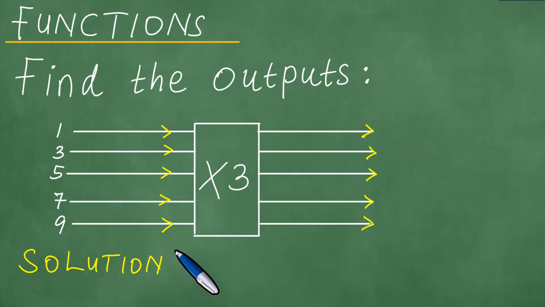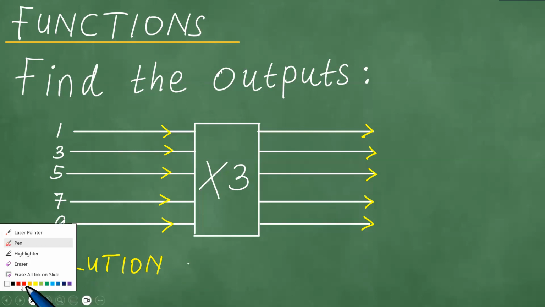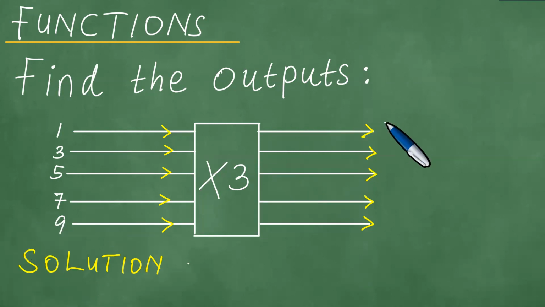So let's get started. Okay, we need to find the outputs here. When you are told that the number 1 multiplied by 3 is going to give us a result, what is the result? 1 times 3 equals exactly 3. So that is what you're going to write down. In other words, 1 times 3 equals 3.